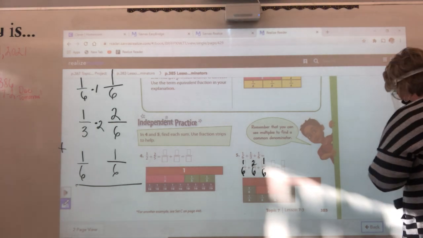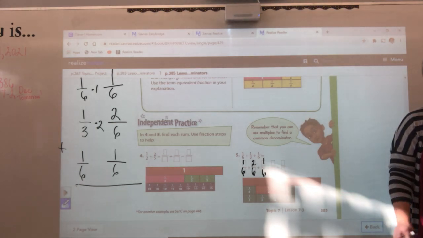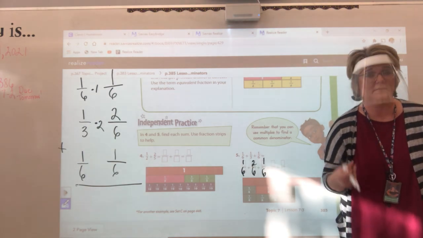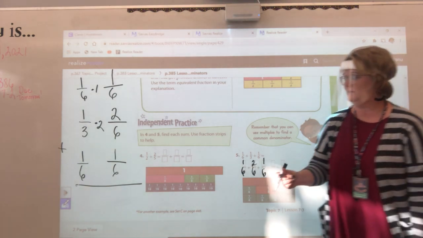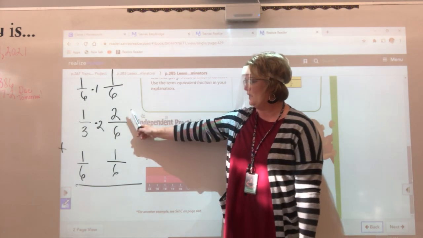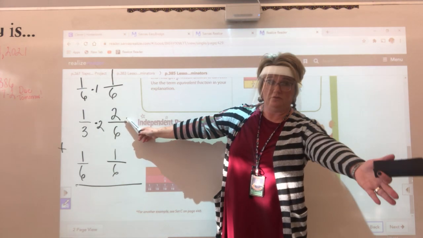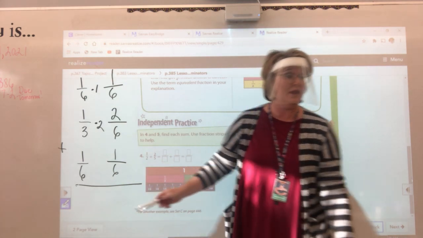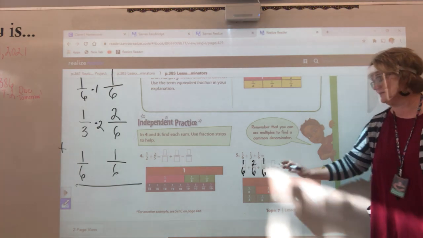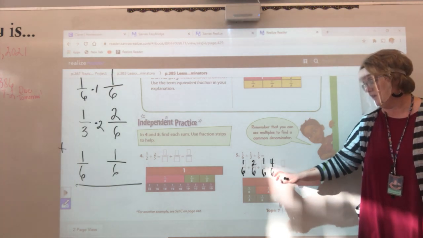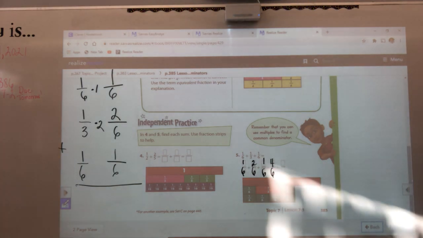Now, only add the tops, leave the bottoms alone. Say it. Only add the tops, leave the bottoms alone. So we got to add 1 plus 2 would get me 3, plus 1 more would get me 4, what? 6, because I got to leave the bottom alone. So now you're probably wondering, why is there another square?